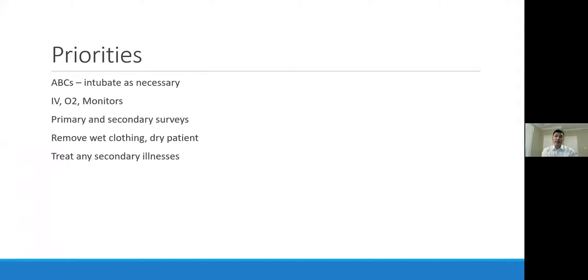So as with all patients, the priorities of management start with ABCs and IV, O2, monitors. Hypothermia, as we mentioned, is not often an isolated diagnosis. So doing a good primary and secondary survey to look for things like infection and trauma is very important. During the exposure part of the survey, you want to make sure that the wet clothing is removed and that the patient is dried. And you want to start treating secondary illnesses as soon as possible, such as sepsis and hypoglycemia.